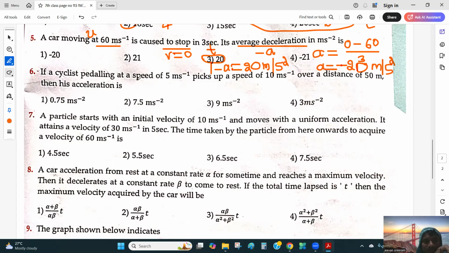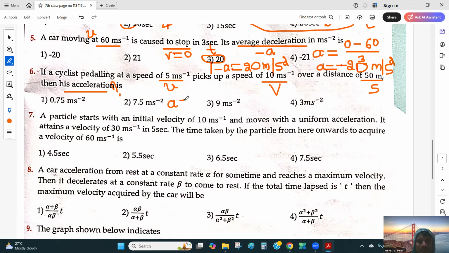The cyclist pedaling at a speed, initially given, so that must be the initial velocity u, picks up speed. Next, the final velocity v is given over a distance. We even got the displacement, so this is acceleration with v, u, s. So what's the equation in terms of v square? v square minus u square is equal to 2as. It's a straight question asking for acceleration.